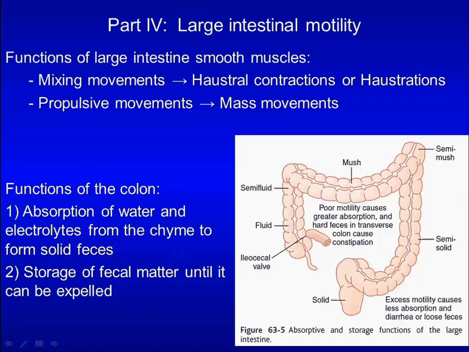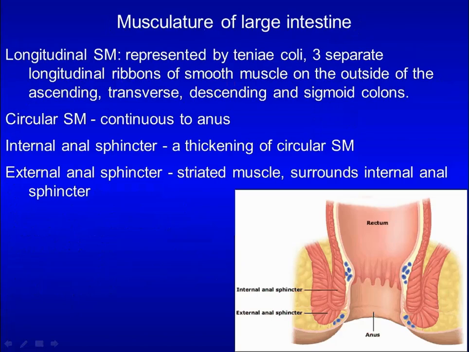To fulfill these functions, smooth muscle of the large intestine controls mixing movements and propulsive movements, which in the large intestine are called haustral contractions and mass movements, respectively. Similar to the small intestine, movements in the large intestine are controlled by longitudinal smooth muscle and circular smooth muscle.